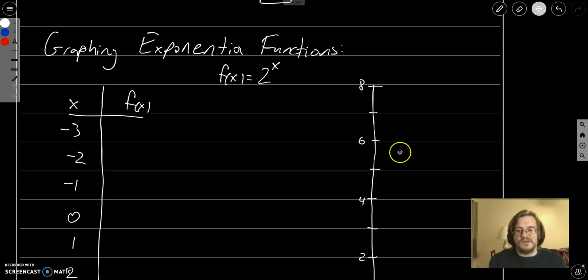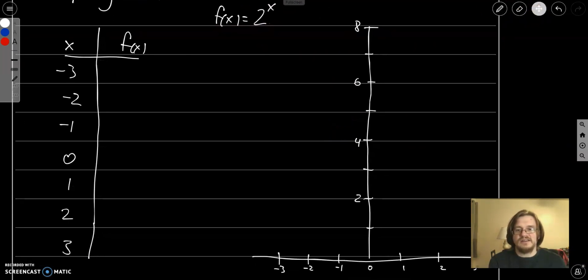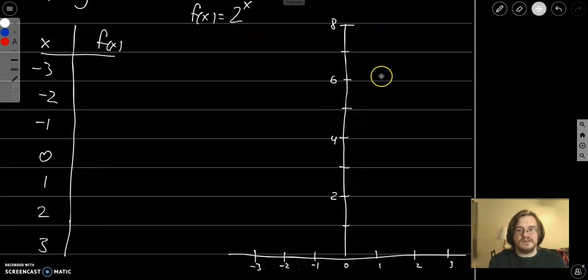So let's graph a few of these functions. I'm graphing exponential functions. So let's graph 2 to the x power first. I can fit all this on the screen. We already did all of these. We found all these values earlier.